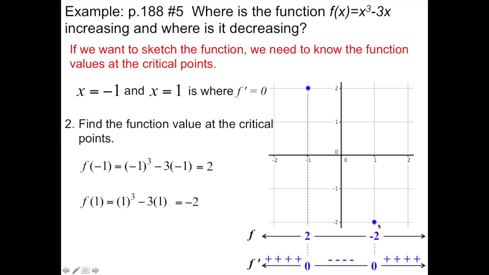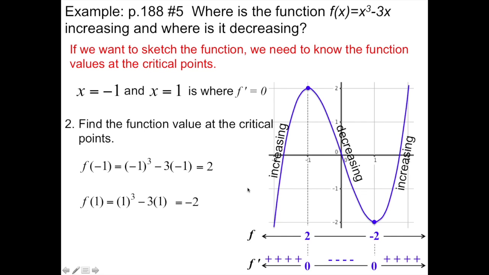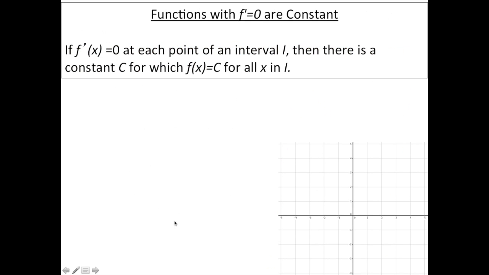So now I have my critical points, and I know how my function is behaving as we approach this critical point. It's increasing, and then I know how my function is behaving between the critical points. It's decreasing, and then I know how my function is behaving on this end. It's increasing. So we can go ahead and sketch a smooth curve between those critical points, connecting those critical points. So the function should look something like that.